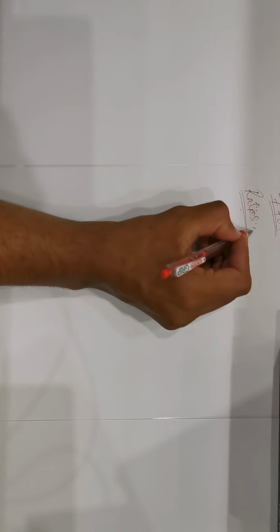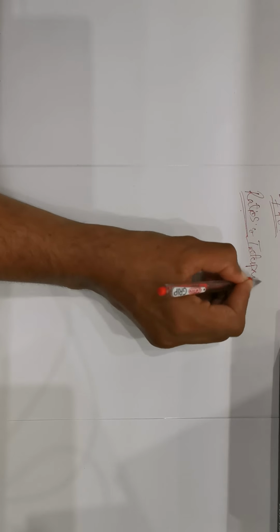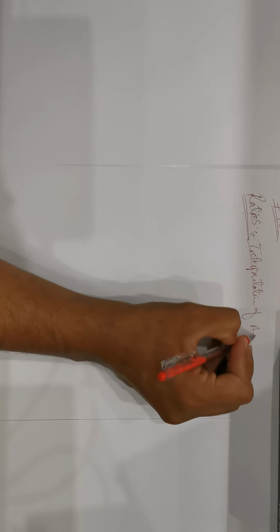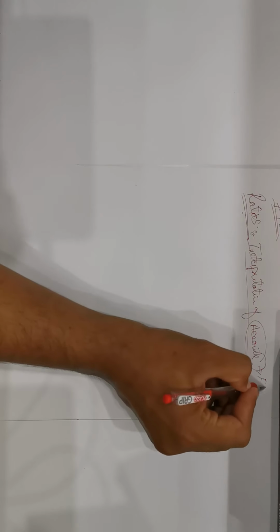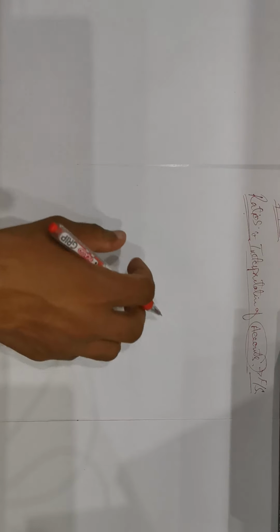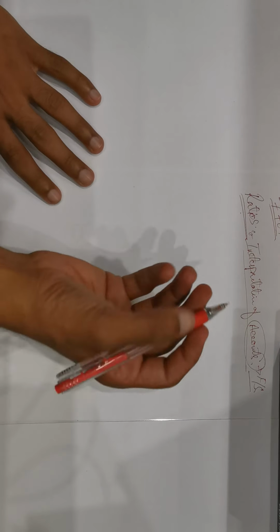Now, the other name of ratios is interpretation of accounts. Interpretation of accounts is also known as financial statements, FS, interpretation of accounts or financial statements. Both are there. Now, how is it tested?